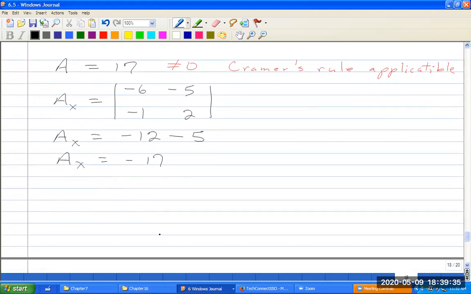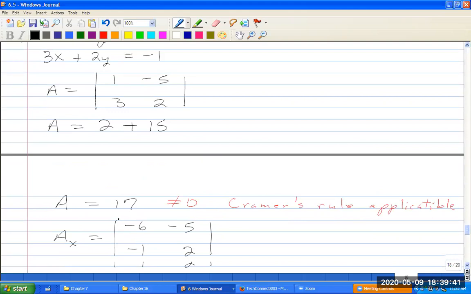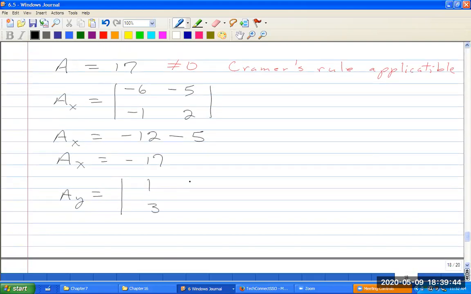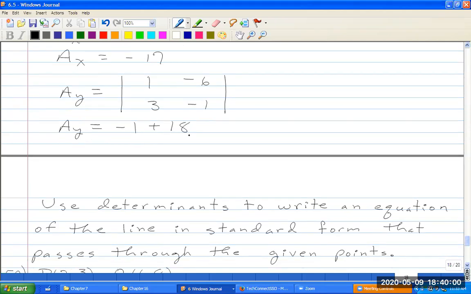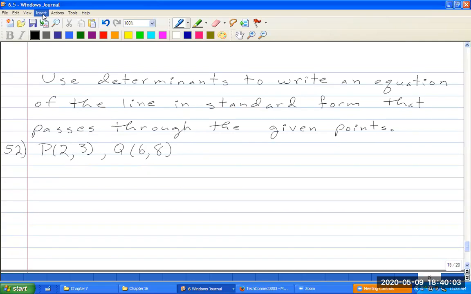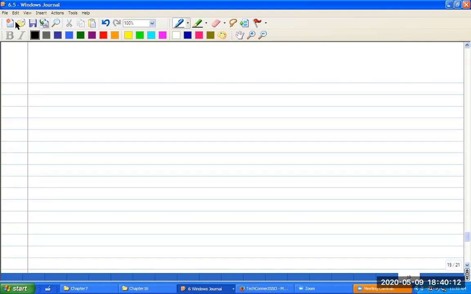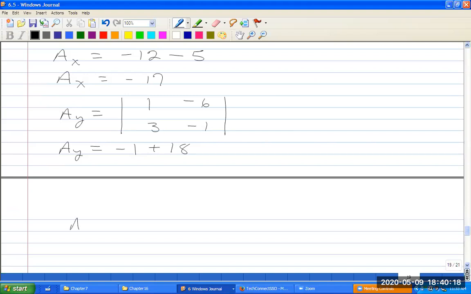Let's do the same thing for A sub y. So it is 1, 3, and then put in the non-homogeneous part. So A sub y is negative 1 plus 18. And so I get that A sub y is 17.